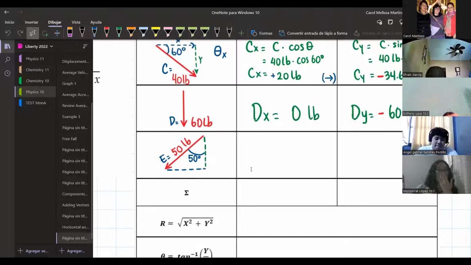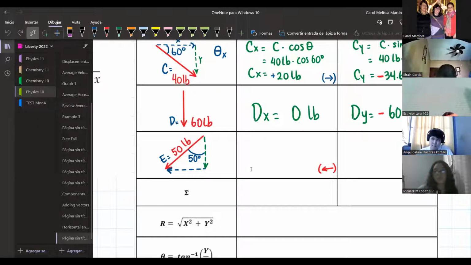Is this vector going up or down? Down. It's coming down. So because it's coming down, I know that my vertical component is going to be negative. Is this vector going right or left? Left. It's coming left. So because it's going to the left, it will also be negative for x.